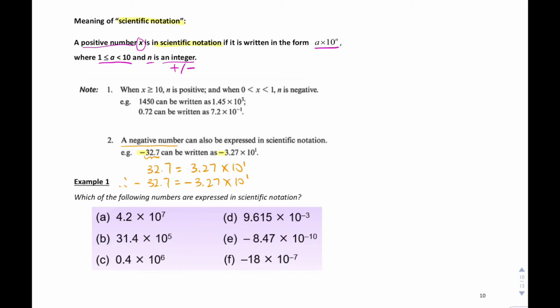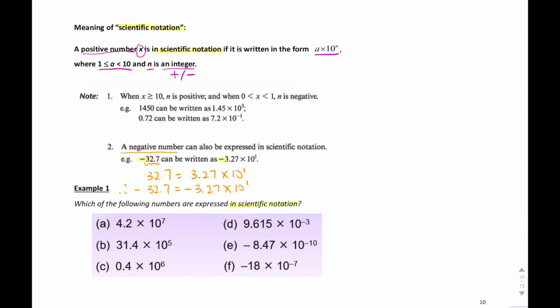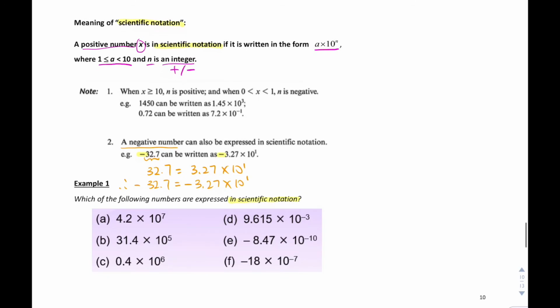Now, example 1. Which of the following numbers are correctly expressed in scientific notation? I give you a few seconds to find the answers, which are expressed in scientific notation and which are not, and can you state the reason?